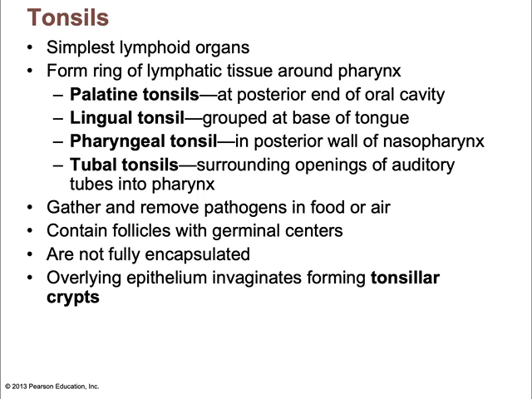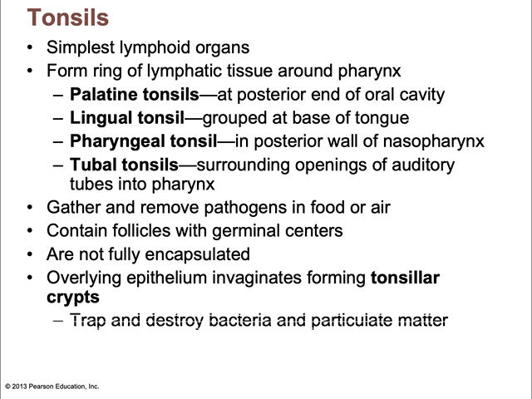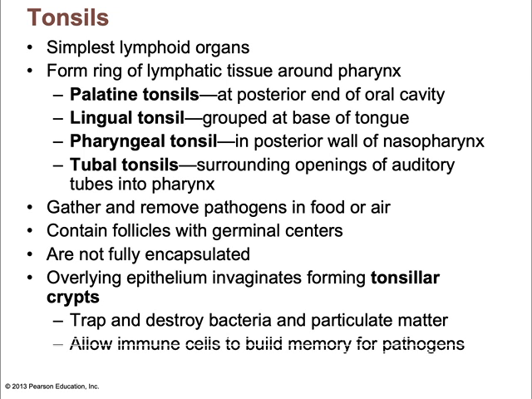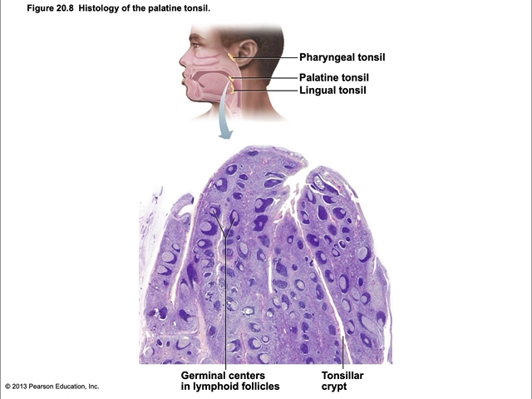Overlying epithelia is going to have these little indentations in them that are called tonsillar crypts, and the idea is that you get pathogens in there that are trapped in these deep crypts, and then the macrophages and lymphocytes move in and destroy it. And this allows us to build memory for other pathogens, and it also intercepts a lot of the pathogens that try to make it in through ingestion or inhalation.